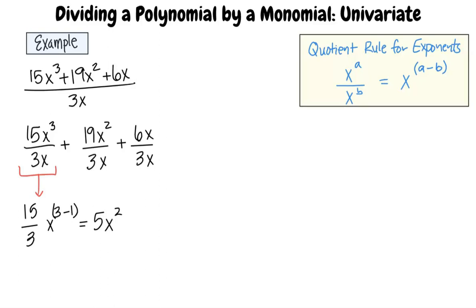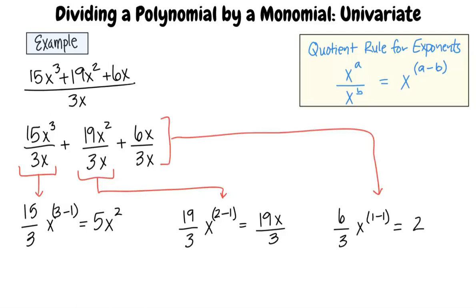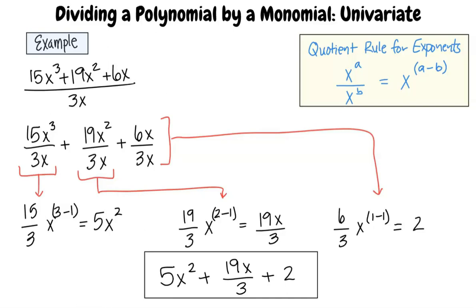X cubed divided by x simplifies to x squared. As for the second fraction, 19 divided by 3 cannot be simplified further, so the coefficients remain the same. However, we can simplify x squared over x to equal x. Last, 6x over 3x will simplify to 2. So the final answer is 5x squared plus 19x over 3 plus 2.